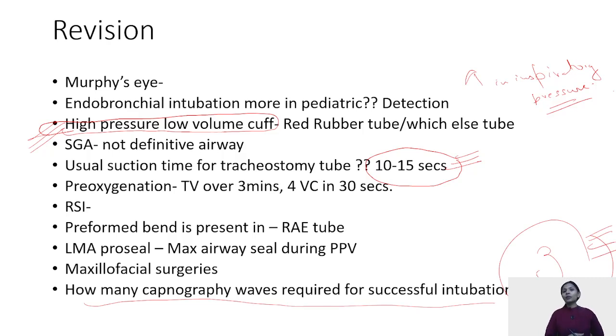I hope you remember the most sensitive sign of the confirmation of the ET tube is your direct visualization. Most commonly used is your ETCO2 and the gold standard is flexible bronchoscopy. But if flexible fibroscope is not an option, then the gold standard becomes your ETCO2.